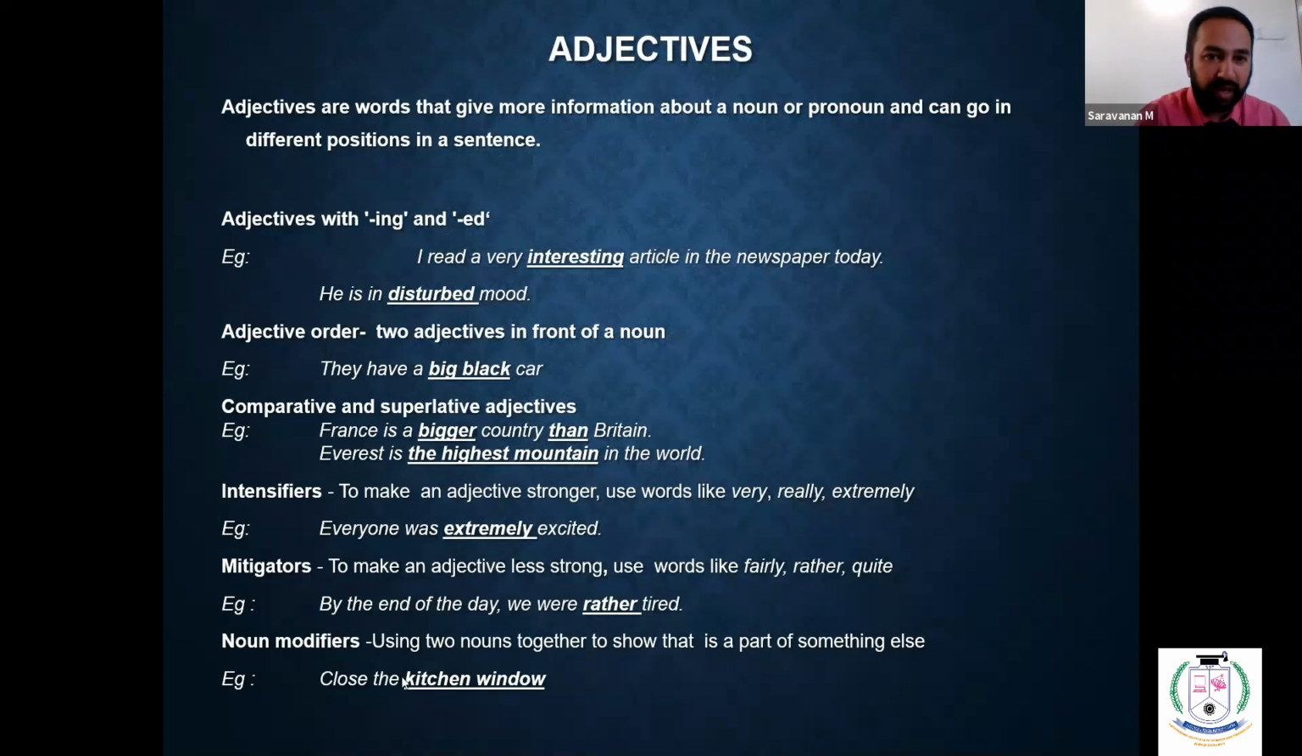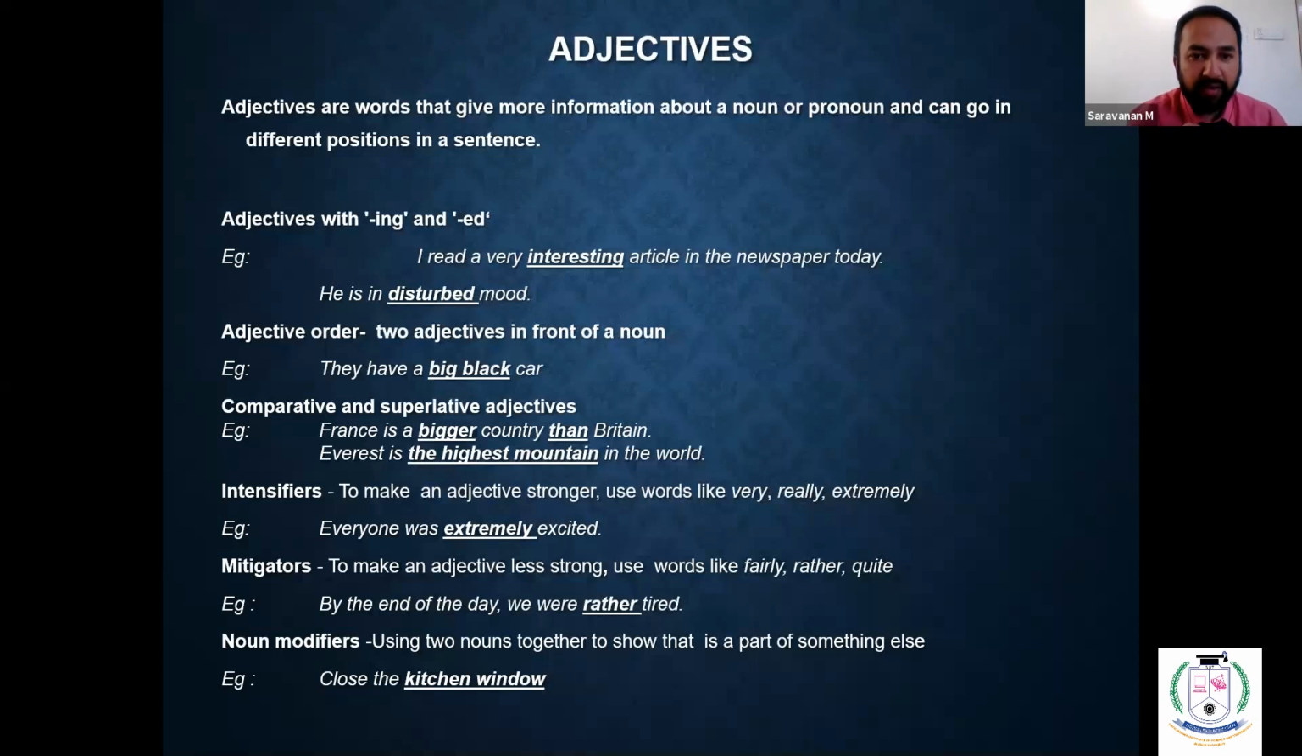You have examples like -ing and -ed. I read a very interesting article. So here, what is article? Article is a noun. So interesting gives more information about the noun, or it qualifies the noun. What is that? Interesting article. I read a boring article. One more example.